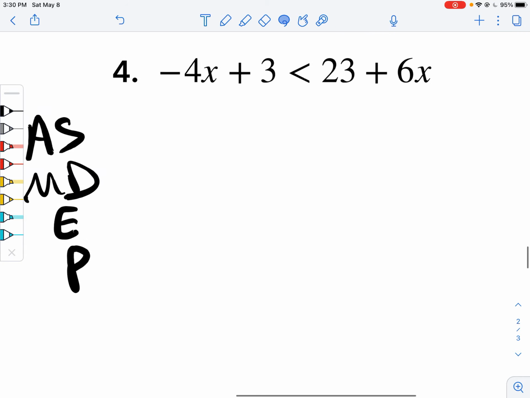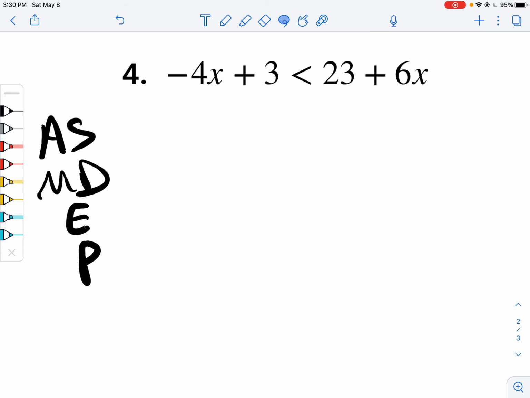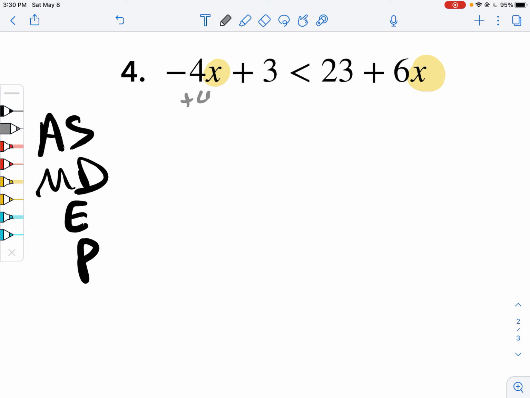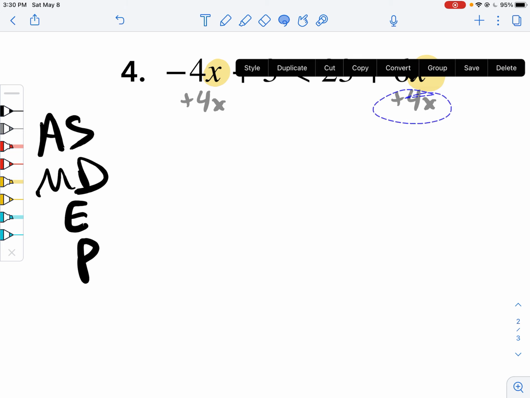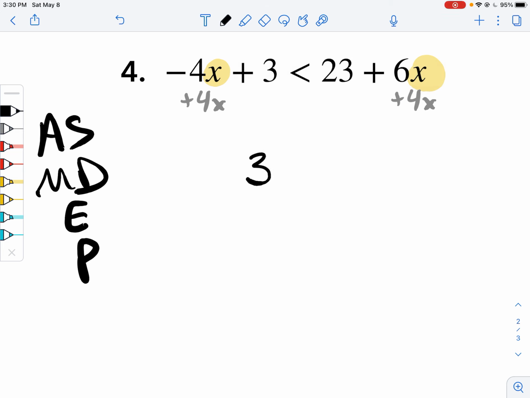But first, we want to get all the variables to the same side. So we've got a -4x here and a 6x over there. I like to work with positive numbers, so I'm going to add 4x to both sides. Once I do that, I'm left with 3 is less than 23 plus 10x.